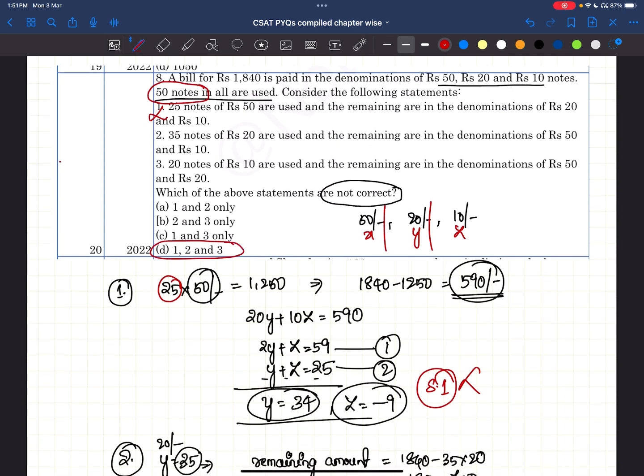See, this is time consuming, right? Better you solve the easy questions in the beginning, then come to such type of questions. Okay, let's go to the next question.